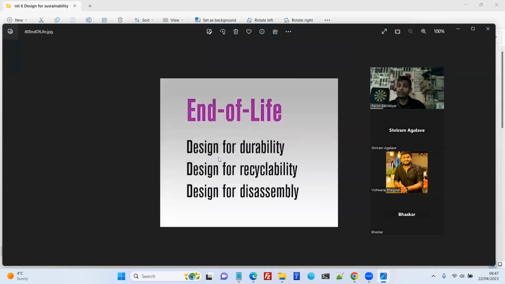End of life, design for durability, design for recyclability. So we looked into the entire circle of things and how we make stuff so that we design for durability, recyclability, disassembly, with the mind that we make stuff from nothing. Initially we'll make millions, then we'll make billions, and then we'll make trillions from basically nothing.